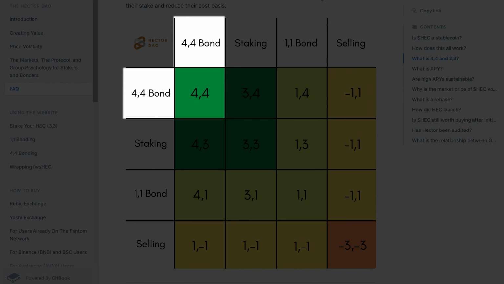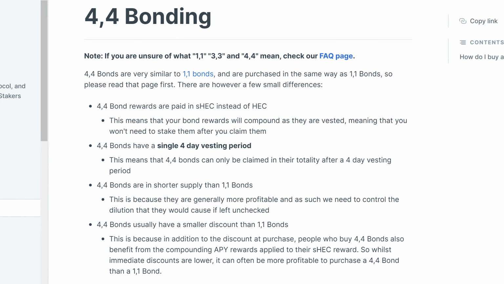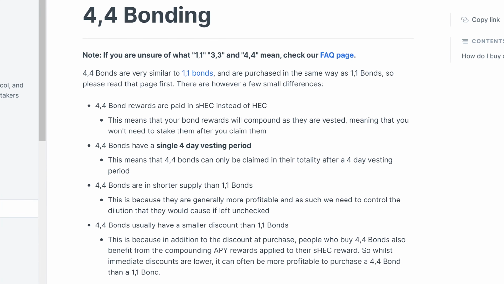Now, in the case of Hector, what differentiates them from other DAOs is that they provide the so-called 4,4 bond. And if you look at their matrix, that's the most positive outcome that you can get because 4 plus 4 equals 8. What 4,4 means is that with this bond that they buy, they don't get just the regular HEC after the vesting period, but they get the staked HEC, which automatically compounds as soon as it's vested.